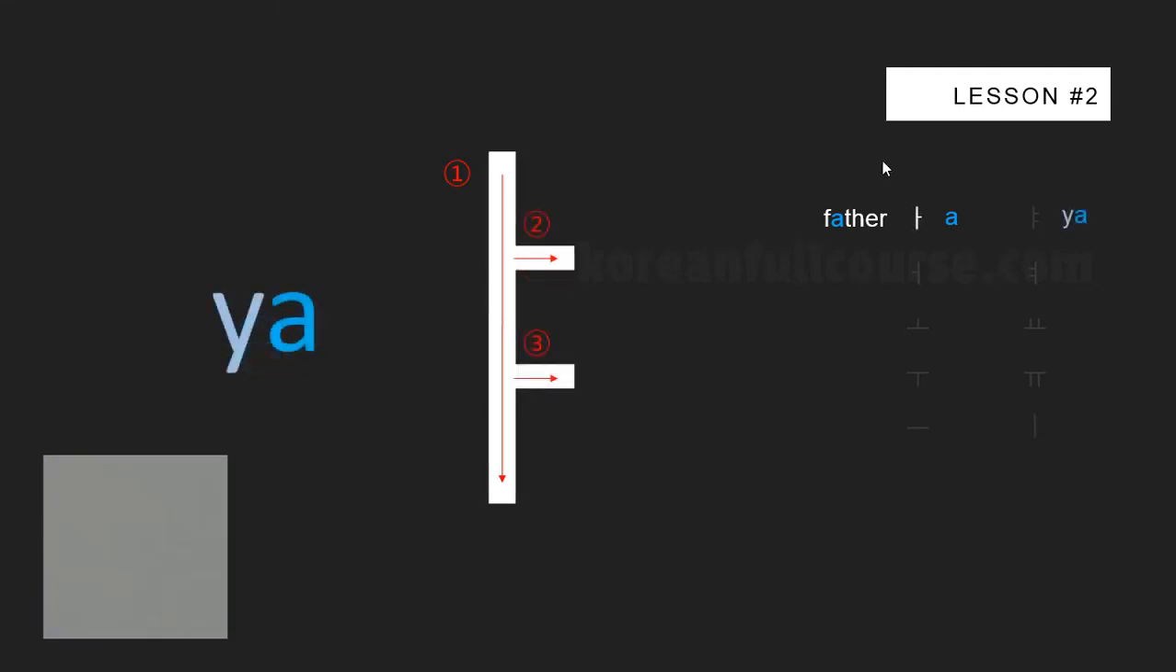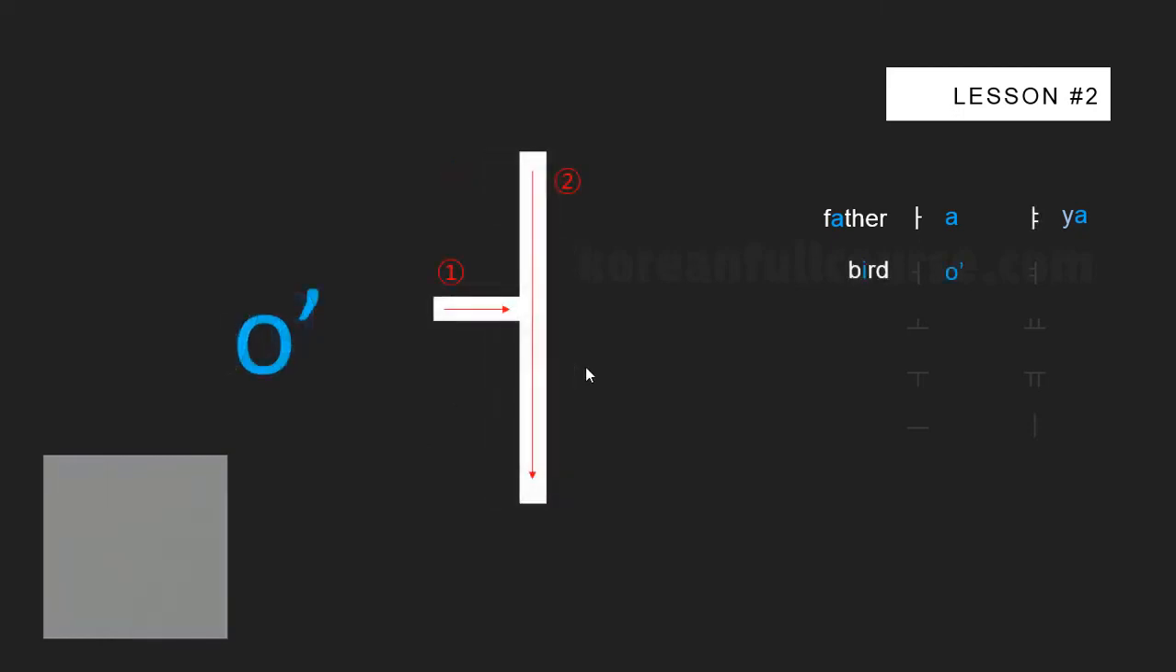The next letter is Ya, and the only difference between A and Ya is this extra horizontal stroke over here. So you start drawing it from the vertical stroke again. 1, 2, and 3.